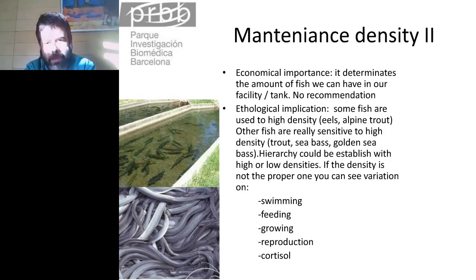The density is really important to be defined, first of all, because it has economical importance. This is not related with animal welfare, it's just boss welfare. So let's move to the other importance, that is the ecological one. The ecological implication will be really great because some fish are used to high densities, like eels, and others prefer to be more lonely in the tank. So depending on the species, we should choose different densities, and this density will affect the ecological way of acting. It will determine the hierarchy and will increase these kinds of problems.